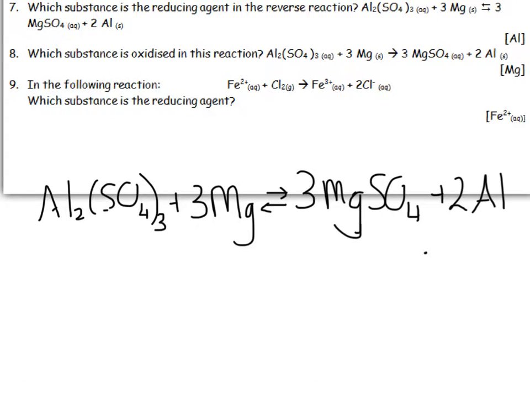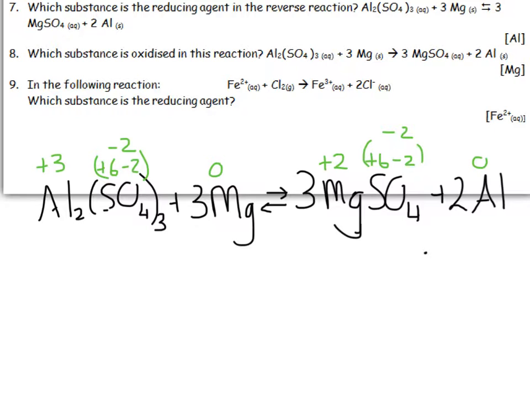Which substance is the reducing agent in the reverse reaction here? So let's start putting all our little numbers in. Magnesium's on its own, aluminium's on its own. Magnesium's in group 2, so it's +2. The sulfate ion, we worked out earlier, is +6 -2, or if you prefer, -2 as a group. Aluminium's in group 3, so it's +3, and we've got +6 -2, and that's -2 as a group.